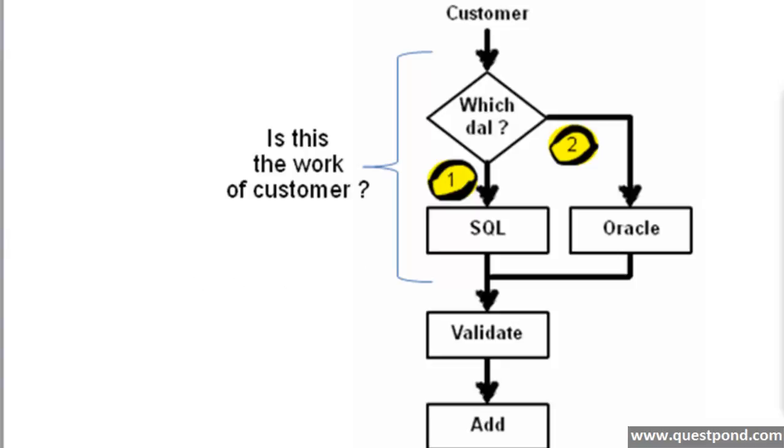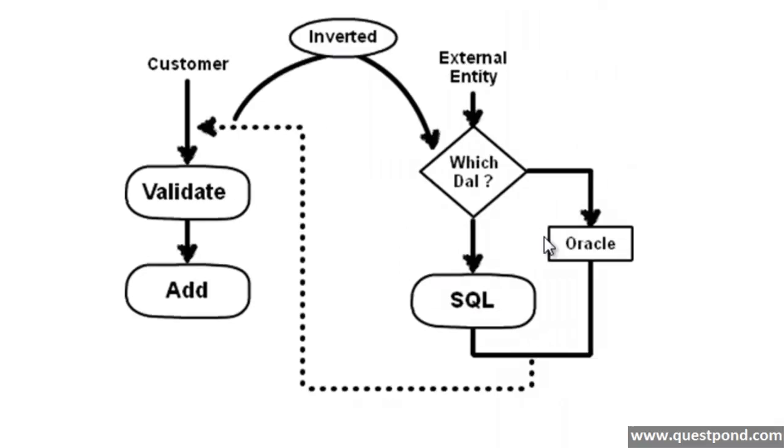So what is the solution here? The solution here is that the customer class should perform its own concerned logic, like validating the customer and calling the add method of the data access layer. But deciding which data access layer to create is not its part. So in short, this decision making of which data access layer to be created has to be given to someone else. In other words, this responsibility or this control has to be inverted from the customer class to some external entity. So to achieve the same, let's go and make some code modification.